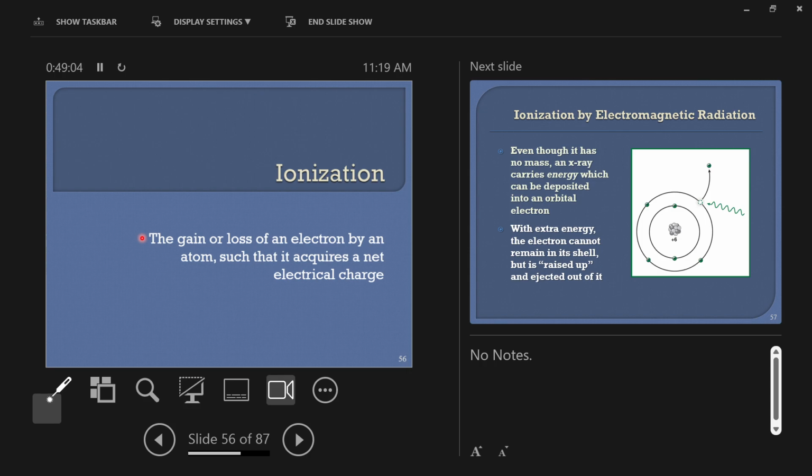So a neutral happy atom loses an electron. It gets a net positive charge. That's ionization. A neutral happy atom gains an electron and gets a net negative charge. That's ionization. Okay? We've now created an ion.